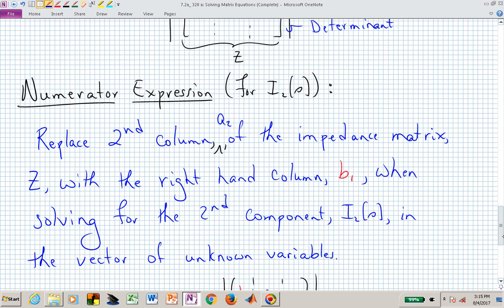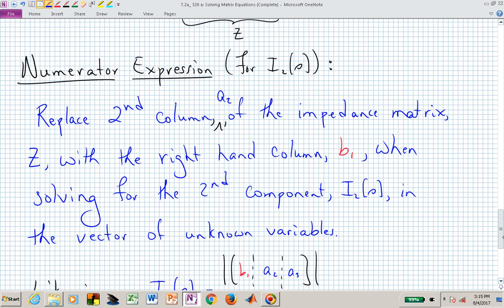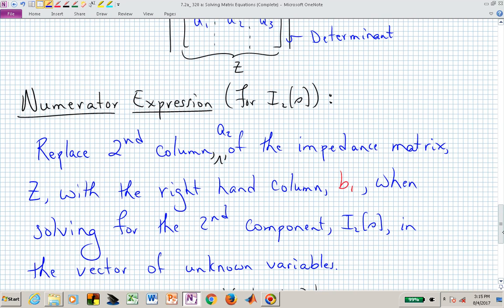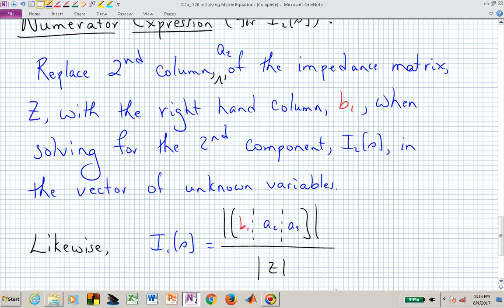So for our numerator expression, we're replacing the second column, that's the A sub 2 of the impedance matrix Z, with the right-hand column B sub 1 when solving for the second component I sub 2 in the vector of unknown variables. If we wanted to solve for I sub 1, then A sub 2 and A sub 3 would be the same in our numerator, and B sub 1 would be replacing the first column, and we would find the determinant of that. Our denominator would be the same. It's the determinant of our impedance.